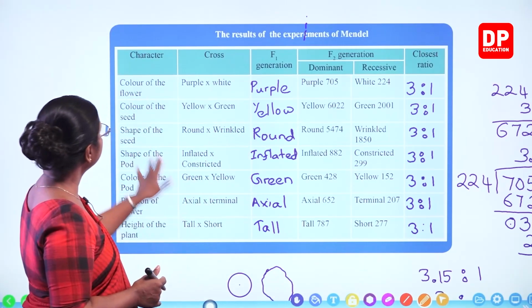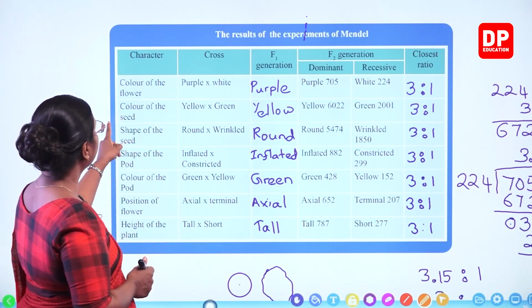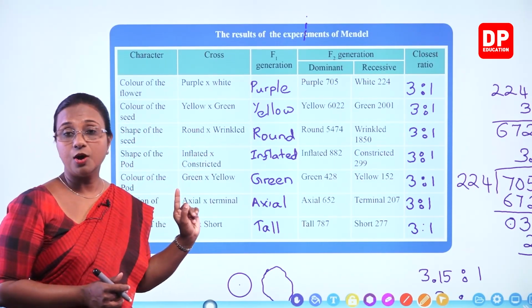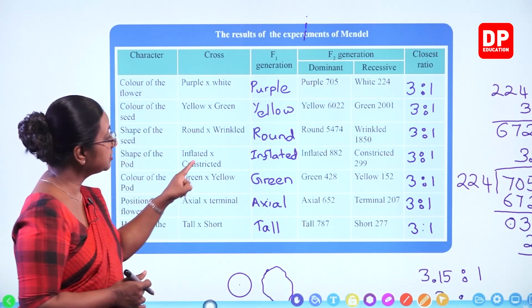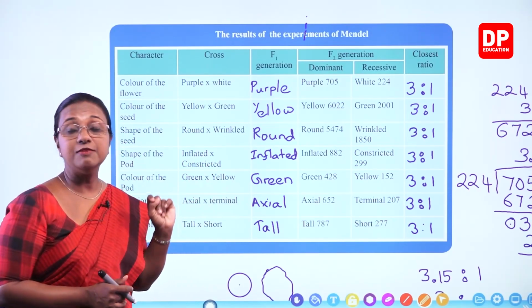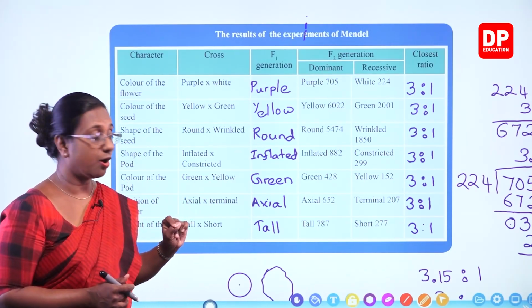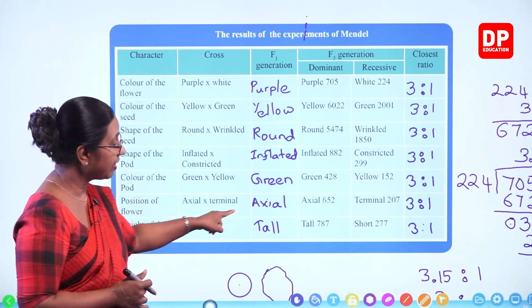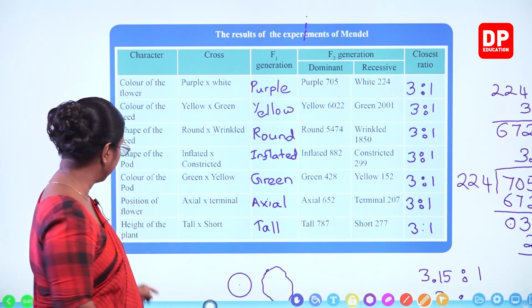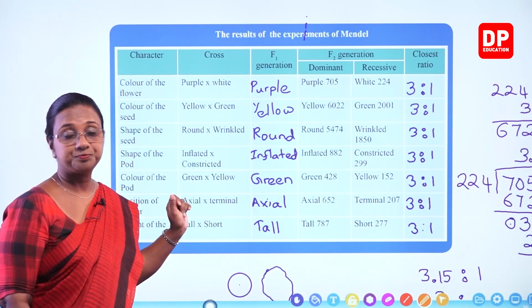So out of all these, when you say color of flower, purple is the dominant character. Color of seed, yellow is the dominant character. Shape of the seed, round seeds are dominant. Shape of the pod, inflated pods are dominant. Color of the pod, green pods are dominant. Then position of the flower, axial flowers are dominant. And height of the plant, tall plants are dominant.